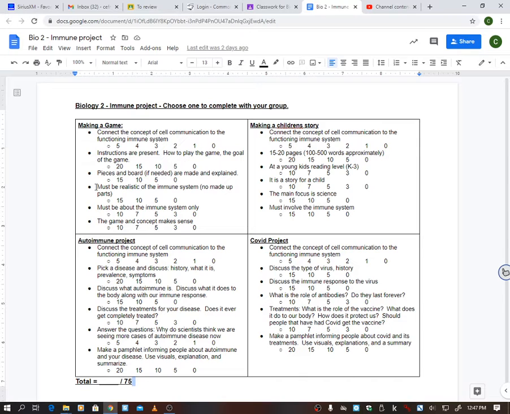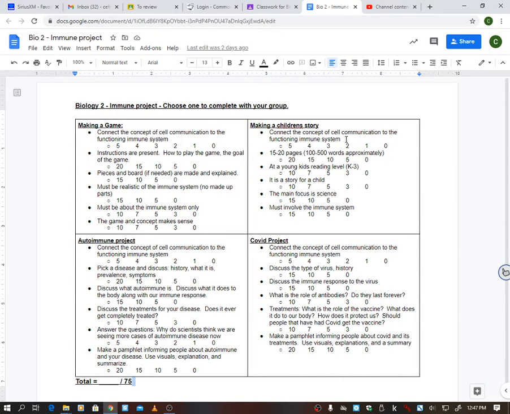It has to be realistic of the immune system, so it needs to be real. You can't say that the T-cell is the one that's sending the message because it's not. All right, so it needs to be true to what it does in our immune system. It's not the messenger, so you can't be like, oh, this one's going to be the messenger. It has to be about the immune system, and the game and concept, it all makes sense and it all flows and works well together. And you can see the total number of points you can get for each one.